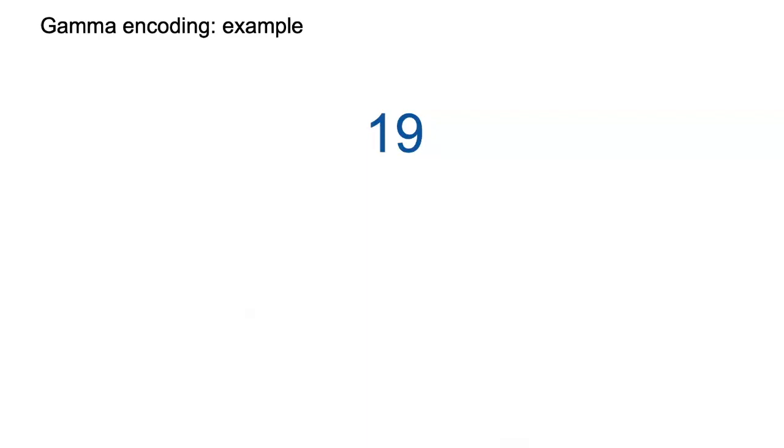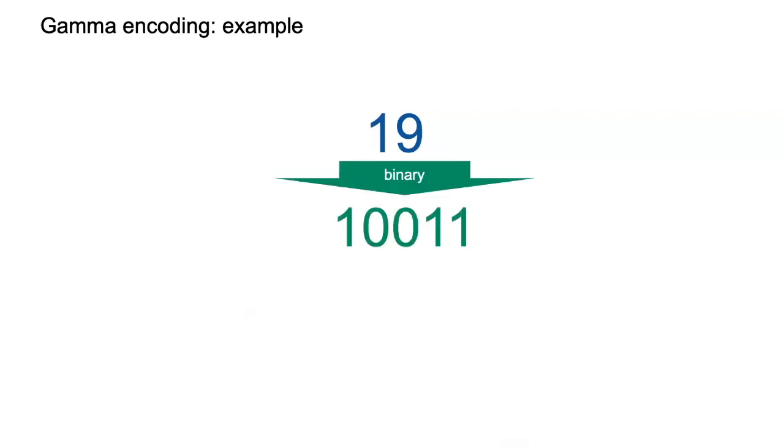The first thing you do is you express 19 in base 2. So 19 in base 2 is 10011, right? 16 plus 2 plus 1. What do you do next?